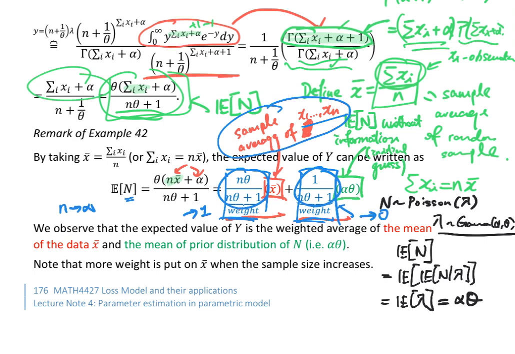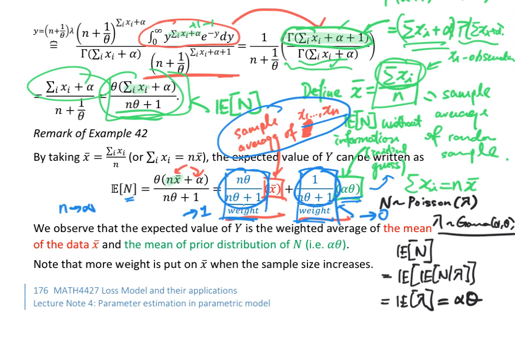But on the other hand, if your sample size is small, your sample average may not give you a promising estimate of the expected value. Then this formula suggests that you should estimate together using the expected value of n, which is your initial guess. This is just another interpretation of this result.